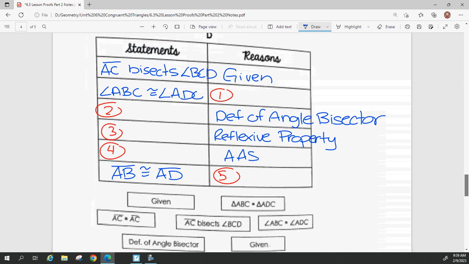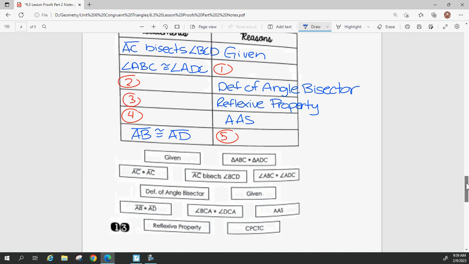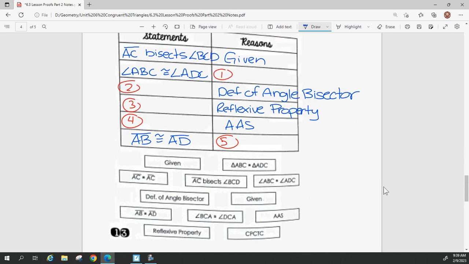So hopefully you've copied that stuff down. I'm going to zoom out a bit so you can see our bank. So you are going to be filling this in, trying to prove that segment AB is congruent to segment AD using what's left over down here. So some of these are already used. So put the correct answer in for each box, and then you will see the solution. If you need help while you're working through this, please do ask.